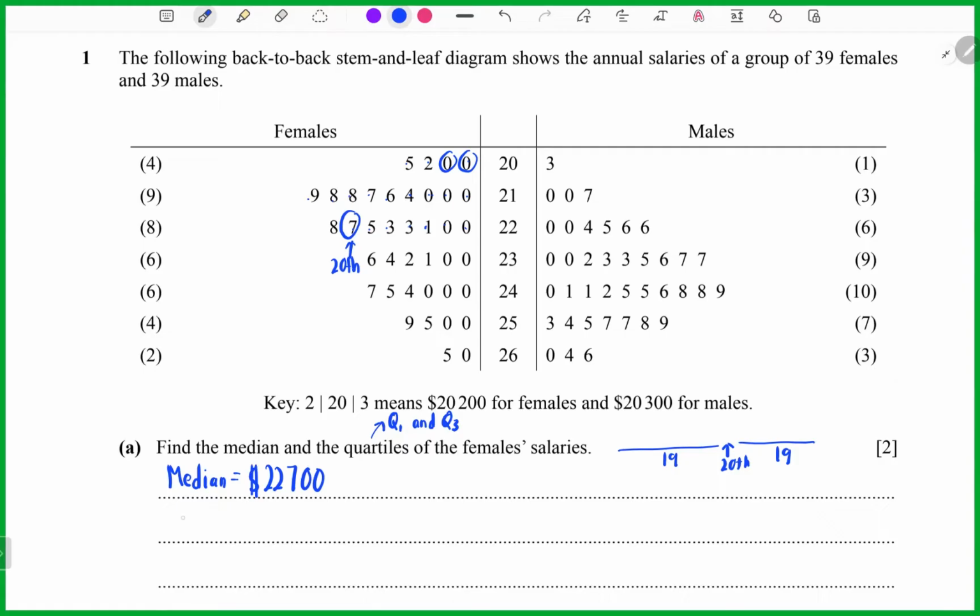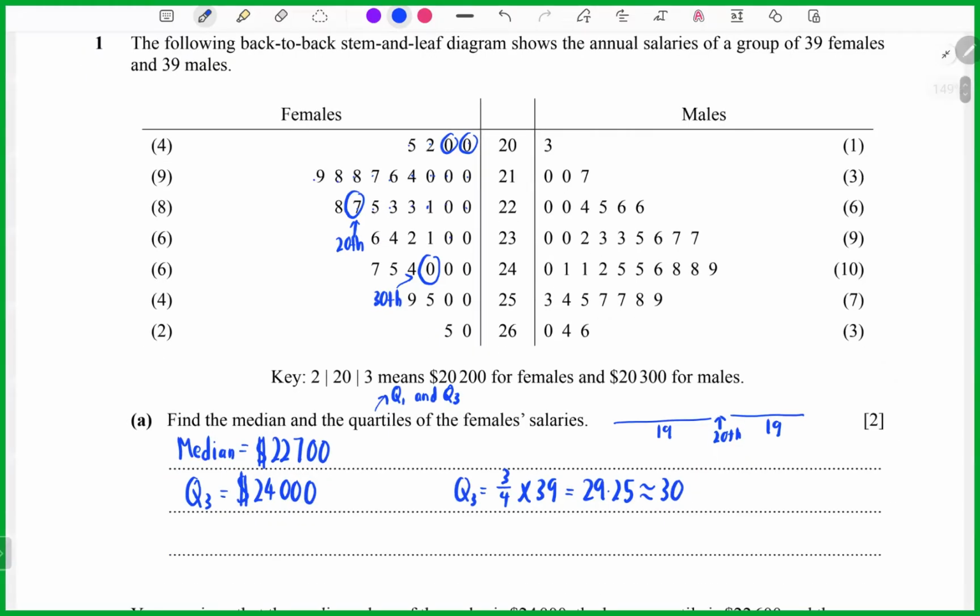Now we look at Q3. For Q3 we take 3 over 4 times 39, which equals 29.25, so we take the 30th value. Here is the 20th, right? 21, 22, 23, 24, 25, 26, 27, 28, 29, 30. The 30th is here. So you can take this as $24,000.